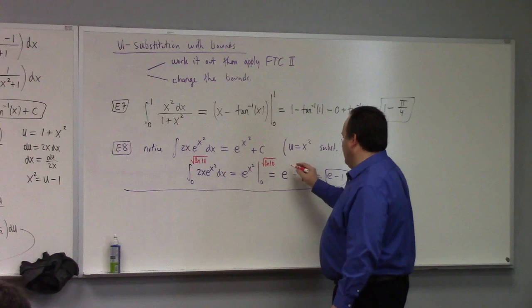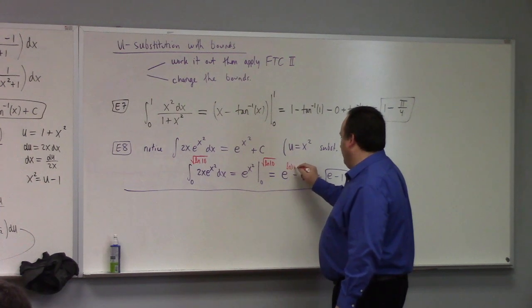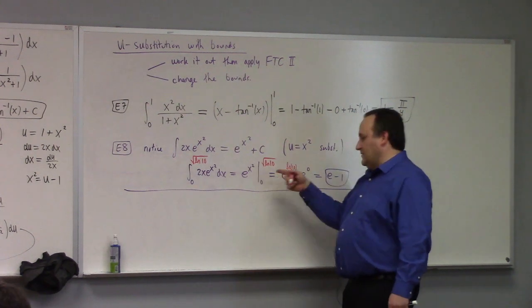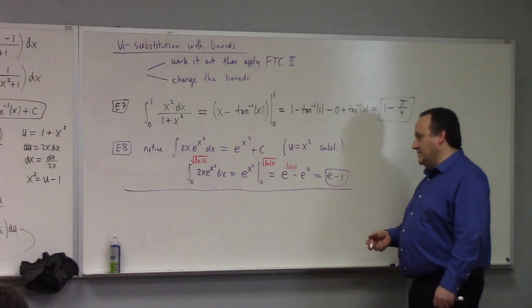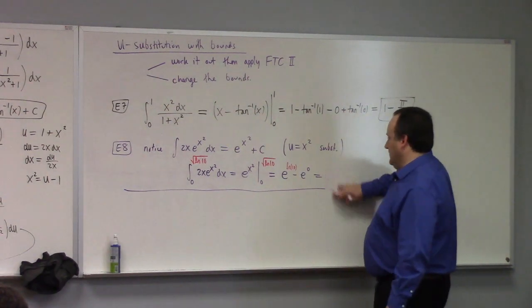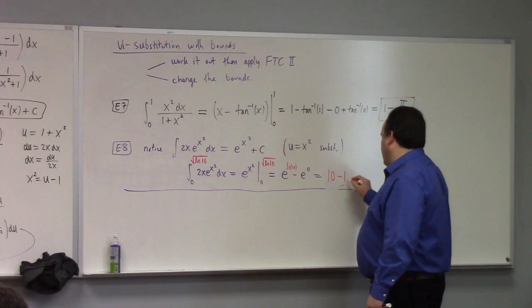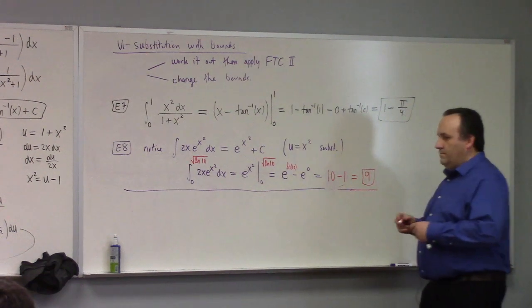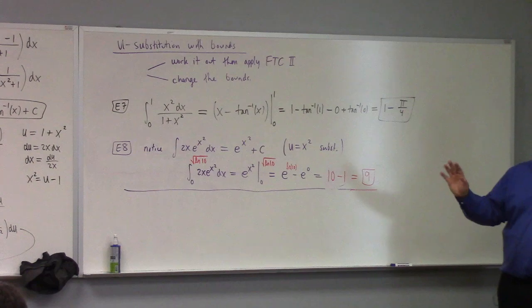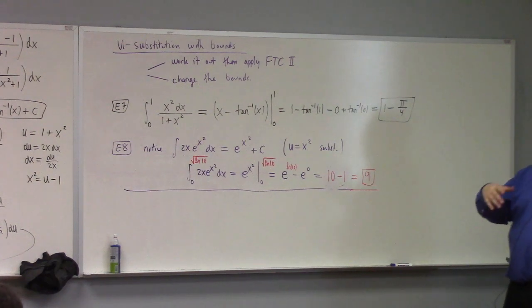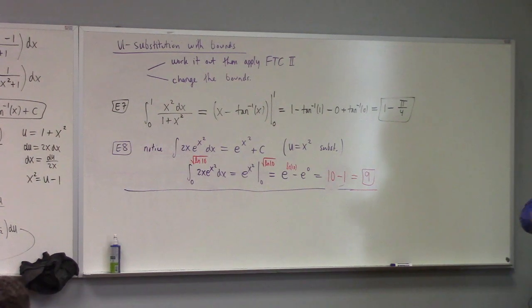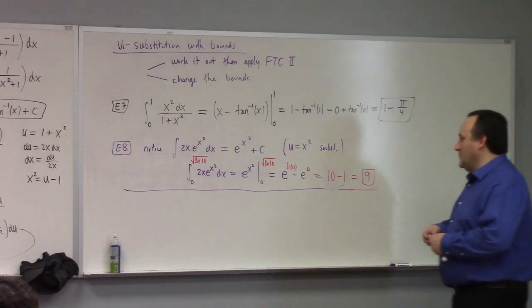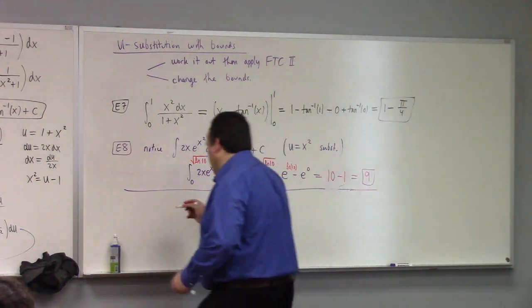E to the natural log of 10, because the square root of the natural log of 10 squared is just the natural log of 10. E to the log 10 is 10, minus 1. The answer is 9. The reason I need to change the bound is for the u substitution here, there's no change if I make a u equals x squared substitution. So, here we go.